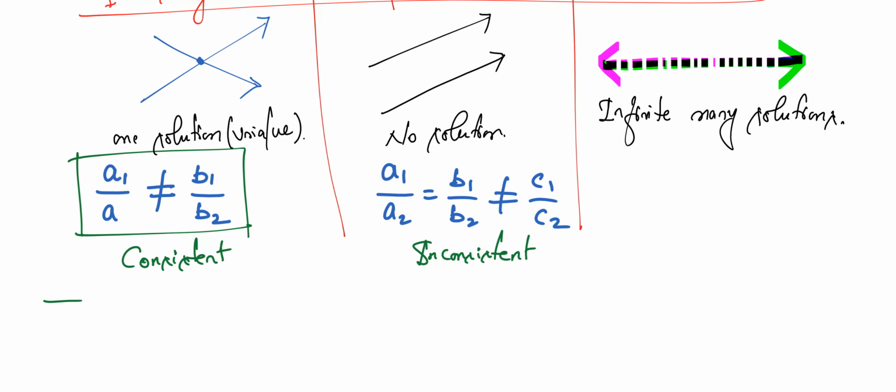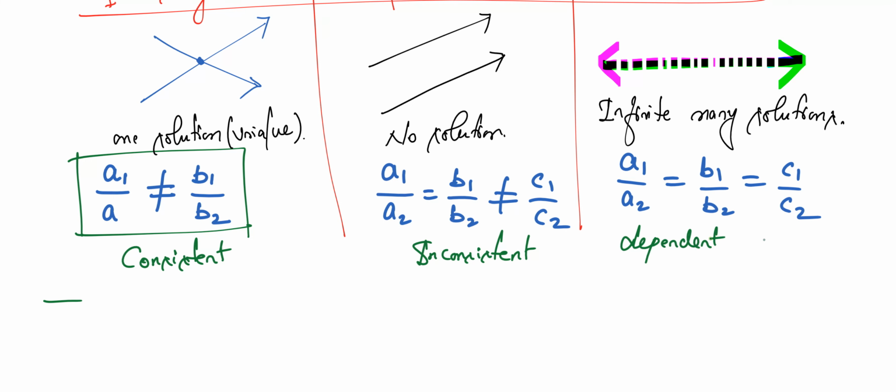If they ask any question related to infinitely many solutions, what condition should be satisfied? a1 by a2 equals b1 by b2 equals c1 by c2. If all 3 ratios are equal, then we can say there are infinitely many solutions and the lines are coincident. What about consistency? They are dependent consistent. Is this clear?